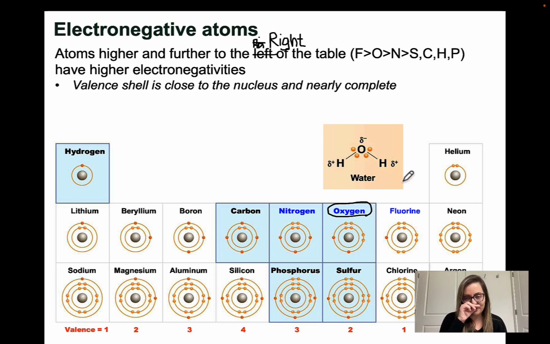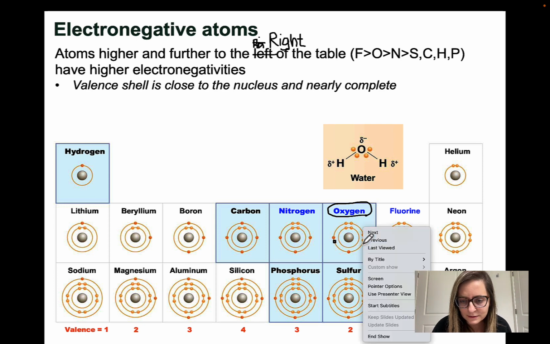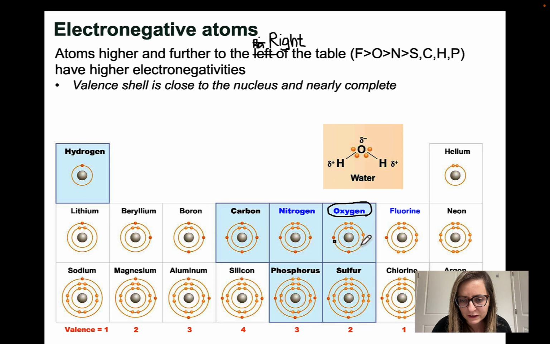And this is depicted here in water. So oxygen can form two covalent bonds to fill its valence shell. So it can have a bond with hydrogen and another bond with hydrogen. But it's more electronegative than hydrogen, so the electrons will spend more time orbiting the oxygen atom than they will orbiting hydrogen.